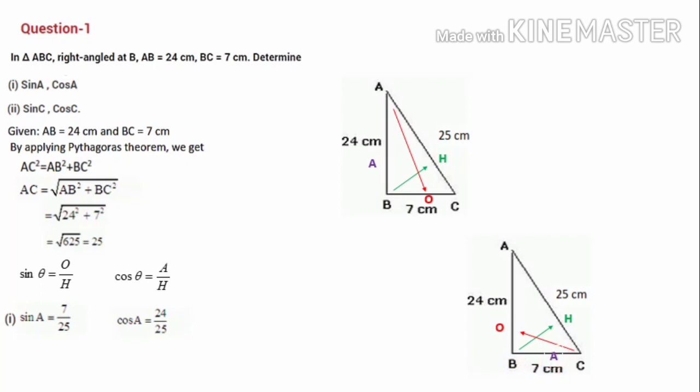Then substitute it in the formula, that is sin C. Sin theta is equal to O by H. Here O is 24, H is 25. So 24 divided by 25 is the answer. Next, cos C is equal to A by H. Here A is 7 centimeter and H is 25 centimeter. So cos C is equal to 7 divided by 25.